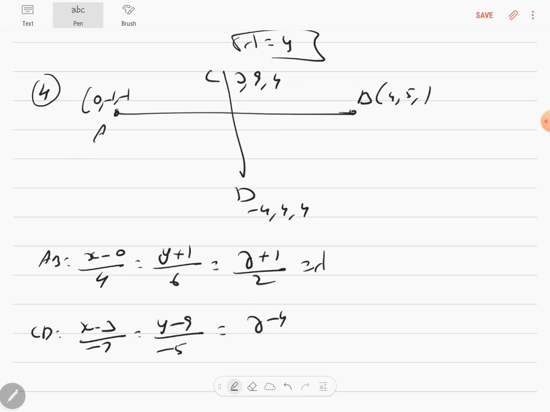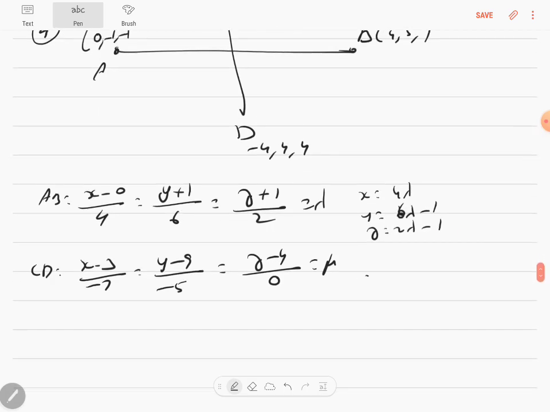(z minus 4) by (4 minus 4), which is 0, is equal to mu. So x is equal to 4 lambda plus 0, y is equal to 6 lambda minus 1, z is equal to 2 lambda minus 1. For the other line, x is equal to minus 7 mu plus 3, y is equal to minus 5 mu plus 9, z is equal to 0 mu, so z is equal to 4.